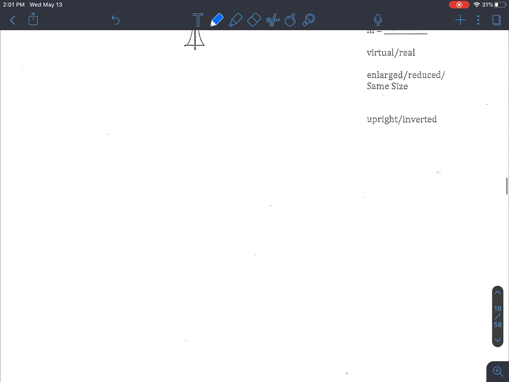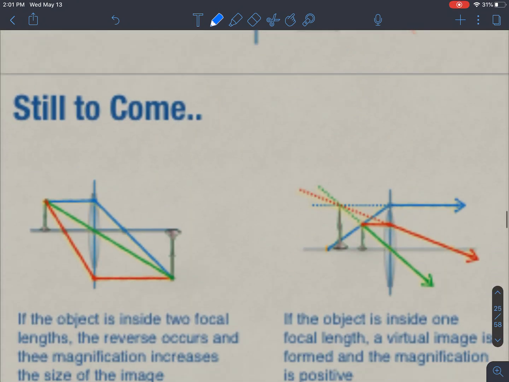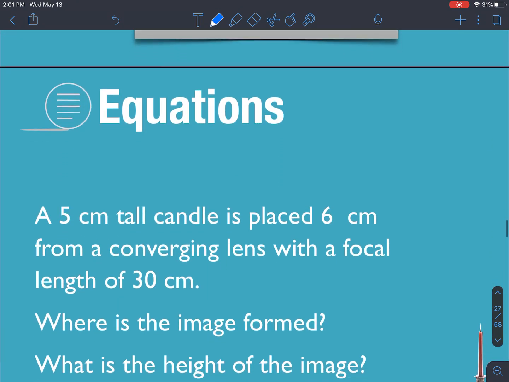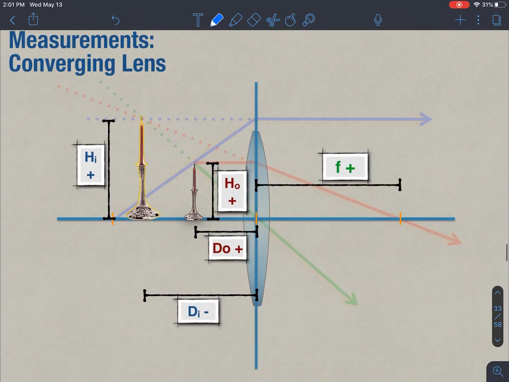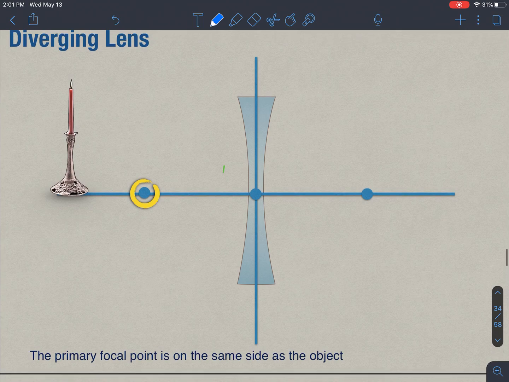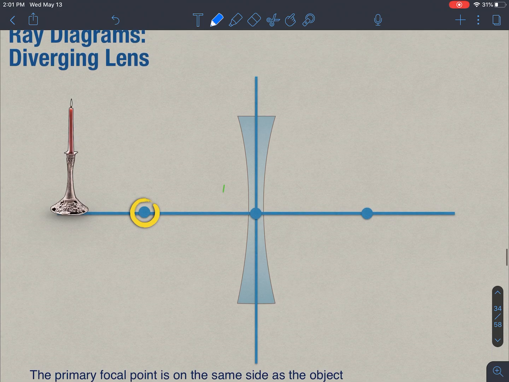So let's go back to our notes. Again, these are on Schoology if you want to look at them. There's our equations. Skipping through. Okay, so just like before, we have our image, we have our focal length. Now, something to note, if we have a diverging lens, will the light ever be focused? No. But we do have a focal length here. And notice it's on the left-hand side. It's on the same side as our image.